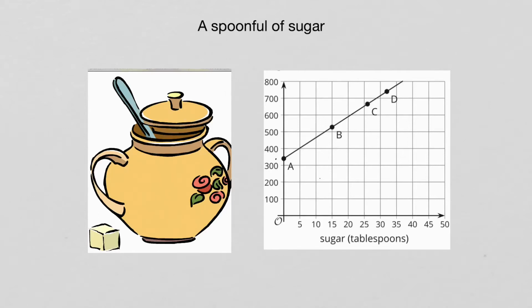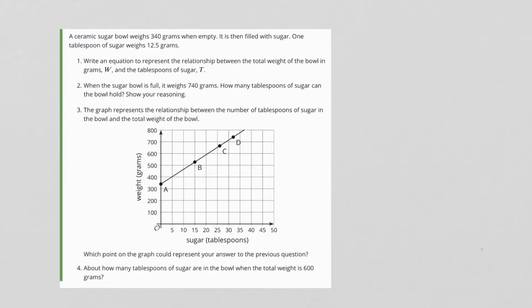So in this mini lesson today, we're going to consider an example called a spoonful of sugar. That's a linear equation representing a real-world situation. And here we're told that a ceramic sugar bowl weighs 340 grams when it's empty. Then we start to fill it with sugar. 1 tablespoon of sugar weighs 12.5 grams.